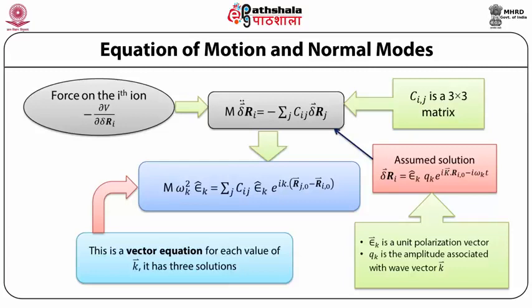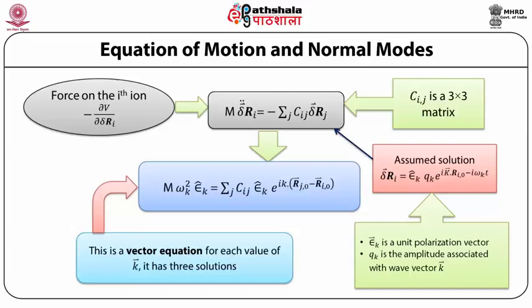Now this equation can be solved by plane waves, keeping track of their polarization. So now we have introduced the concept of polarization here. So we assume a solution of the form delta Ri is equal to epsilon k qk into e raised to the power i(k dot Ri naught minus omega k t). So here epsilon k is a unit polarization vector and qk is the amplitude associated with wave vector k.